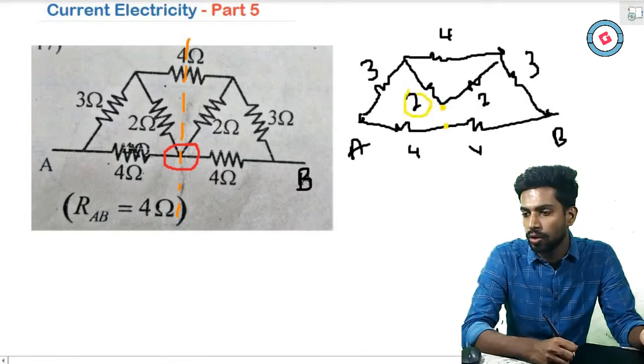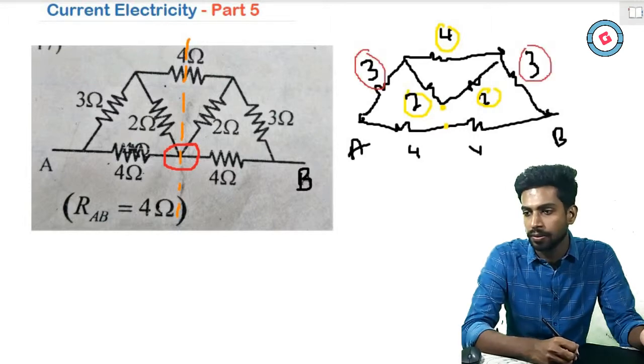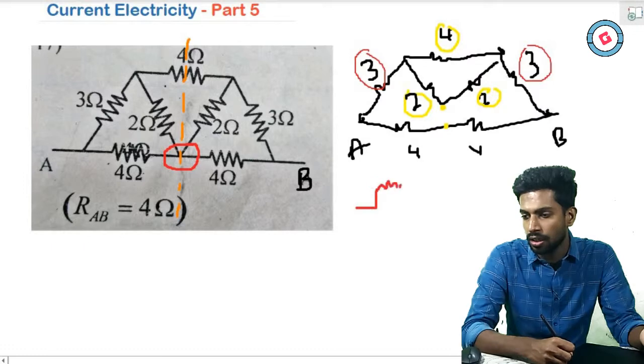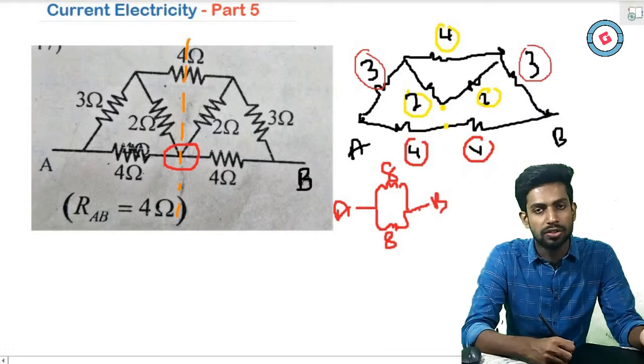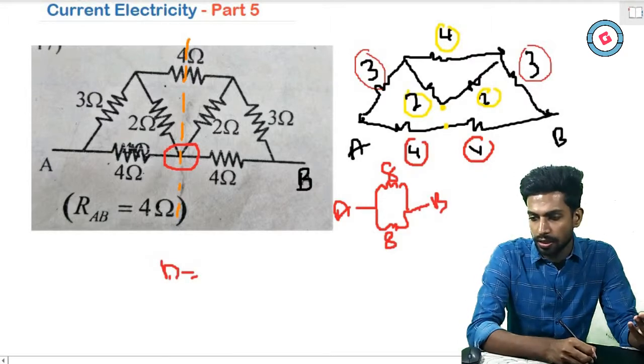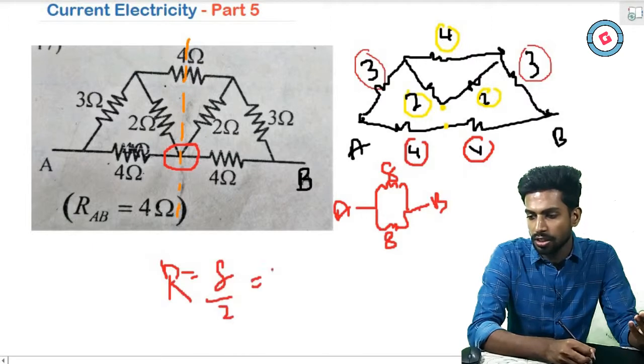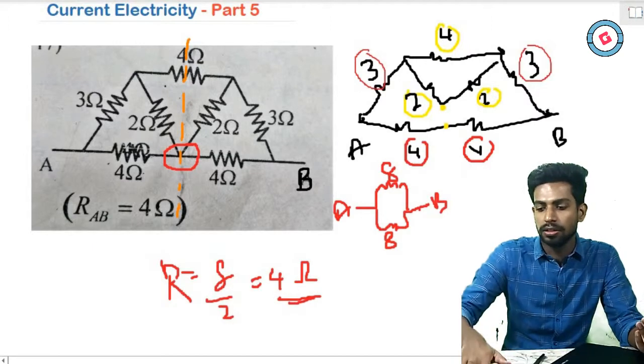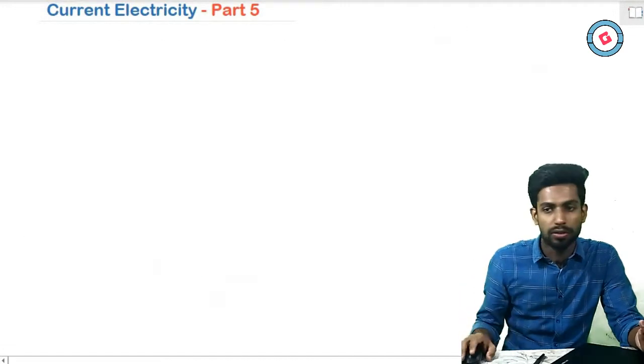This 2 and 2 equals 4. That 4 and this 4 equals 2. That 2 plus this 3 and this 3 equals 8. So we have 8 ohms from above, and this 4 and this 4 equals 8. So 8 from below, point A and B. So 8 and 8, two identical resistors in parallel. So the resultant resistance will be 8 divided by 2, that is 4 ohms. So that's the equivalent resistance for that system.